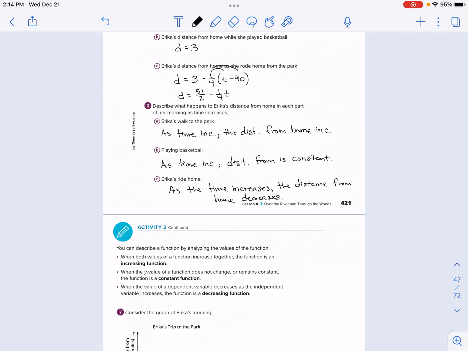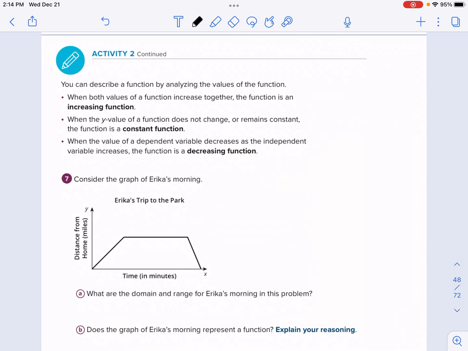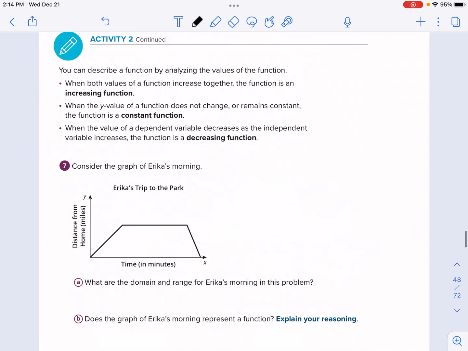Okay, now we actually use these vocabulary terms, but we're going to properly define them on the next page on 422. So let's go and look at that. It reads, as you describe a function by analyzing the values of the function. When both values of a function increase together, the function is an increasing function. So pretty much anything with like a positive slope.